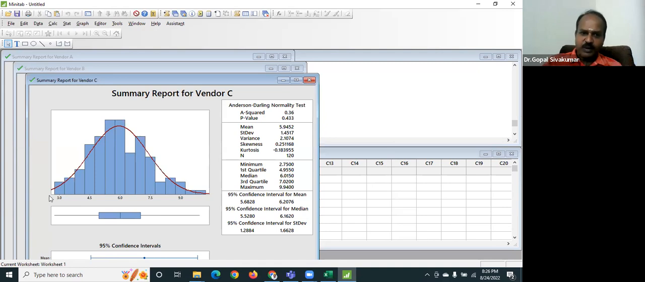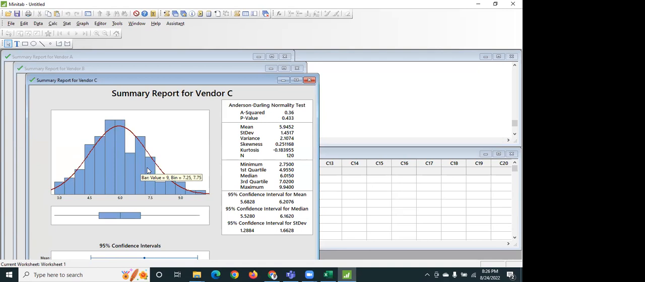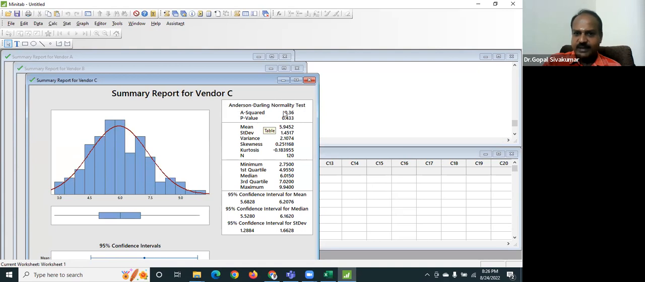So if you have a problem in understanding whether the data is normal or not, using the histogram and your normal eye, you go for hypothesis testing using the P-value. One such hypothesis test is already carried out here: the Anderson-Darling normality test. Can you see the Anderson-Darling normality test, all of you?